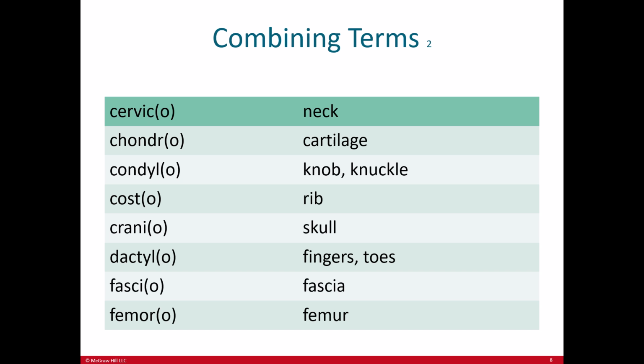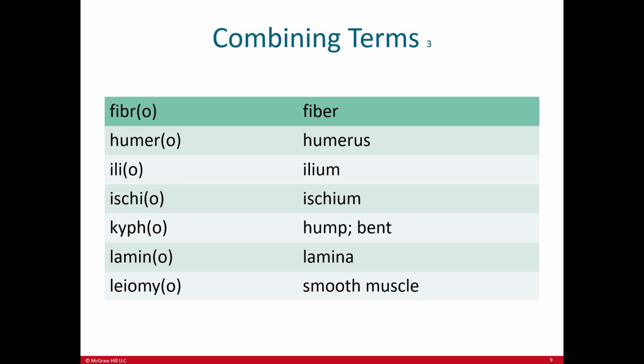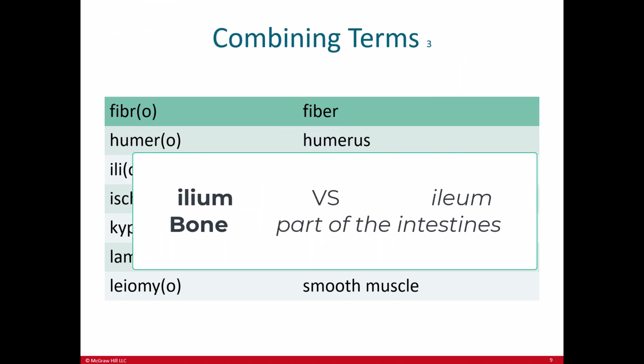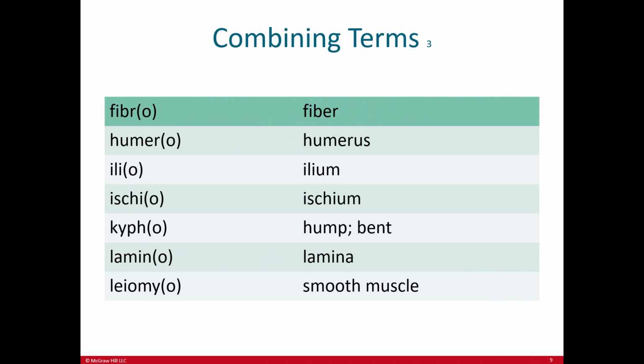Dactylo, which means fingers and toes. Fascio, which means fascia, that's the bands that cover the muscle fibers. Femoro means femur. Then we have fibro. Fibro means fiber. Humero, it's for humerus. Ilio means ilium. Another thing to mention here, there are 2 iliums in your body. So it's important to know there's an ilium in your digestive tract, but that one has an E versus 2 I's. So just know the one with an E is included with the one you eat. The one with the I is in your bones. Then we have ischio for ischium.